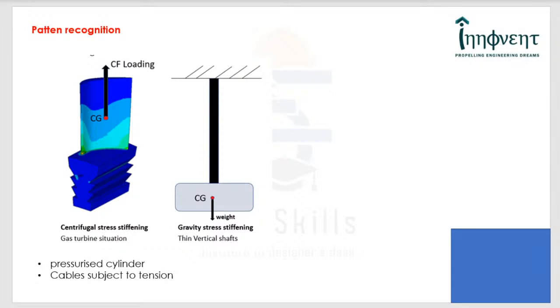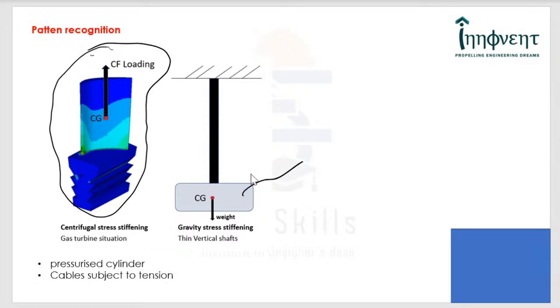Now I was talking about pattern recognition. Now let's come back because we have one more opportunity for pattern recognition. Look here. We were talking about the blade stiffening because of the CF loading. Now, the same phenomenon repeats if you are looking at a thin rod at the end of which a heavy mass is attached, and here, gravity is the stiffening agency.